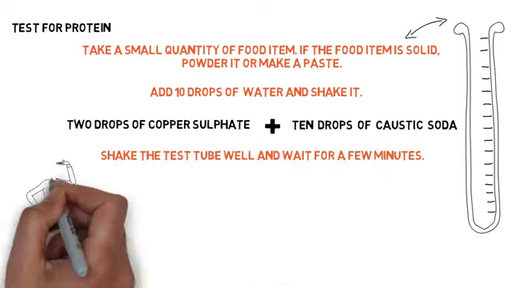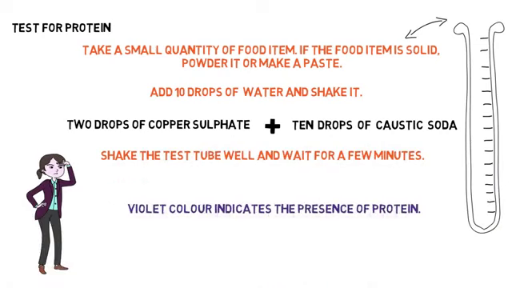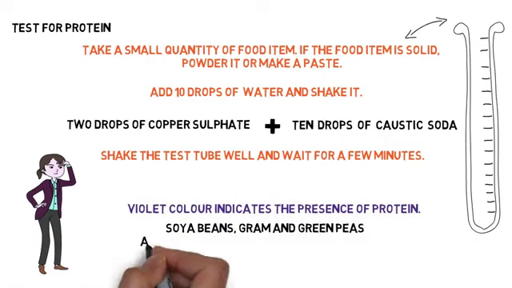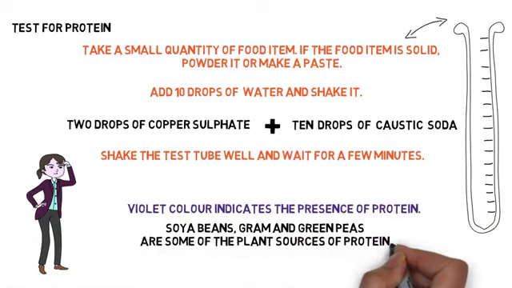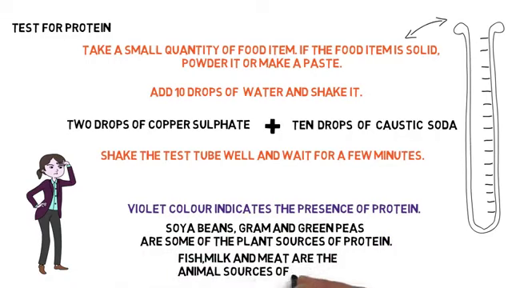Check for any color change. Violet color indicates the presence of protein. Soya beans, gram, and green peas are some of the plant sources of protein. Fish, milk, and meat are the animal sources of protein.